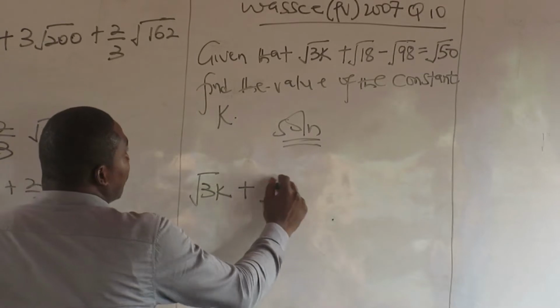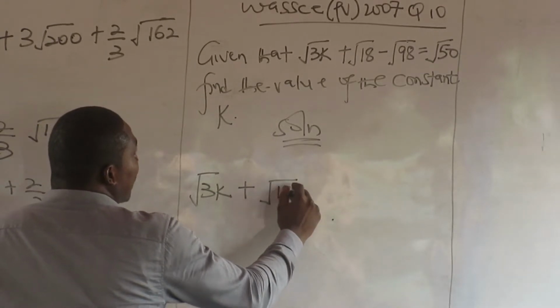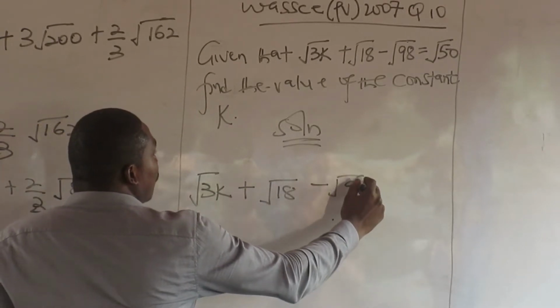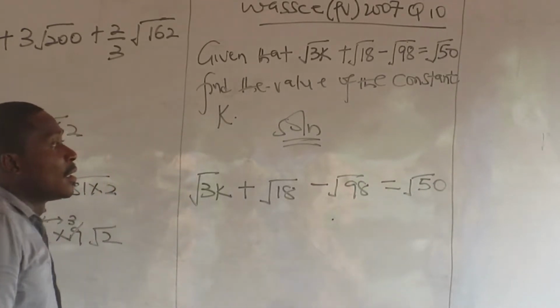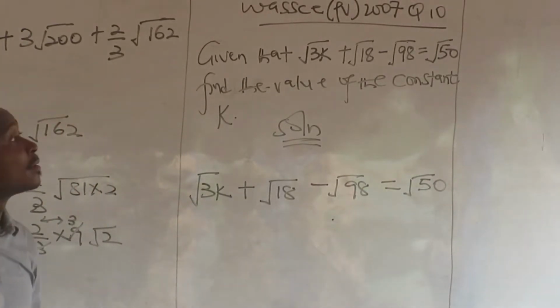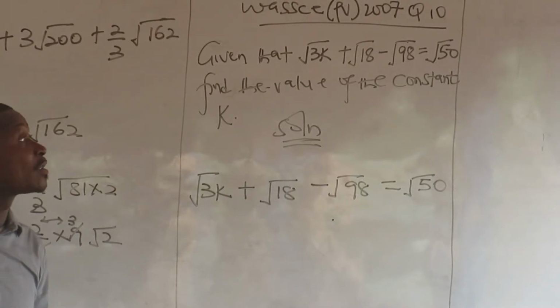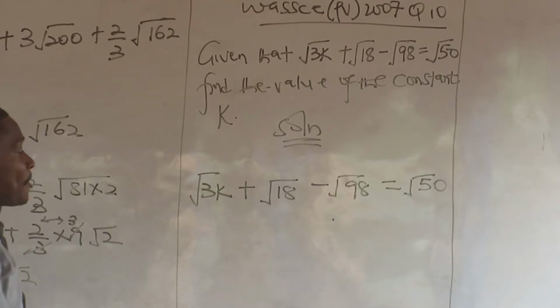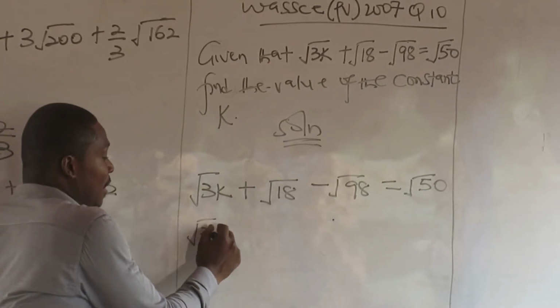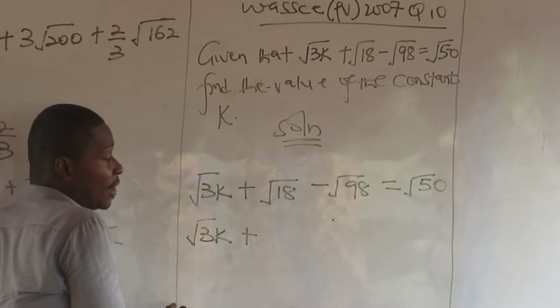Root 3k, root 18, root 98, root 50. Now let's try this question. So it's a sample further mathematics question, 2007 private question 10. Given that root 3k plus root 18 minus root 98 equals root 50. As usual. Now, there is nothing you can do about root 3k.